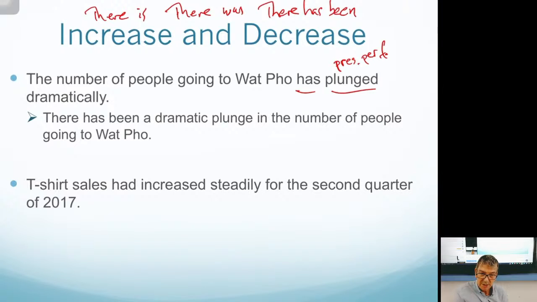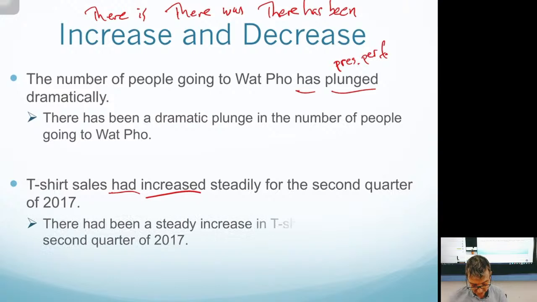Okay, the next one. T-shirt sales had increased steadily for the second quarter. So again, be careful of tenses. All right, and then you should have come up with something like that. So there had been a steady increase in T-shirt sales in the second quarter of 2017.